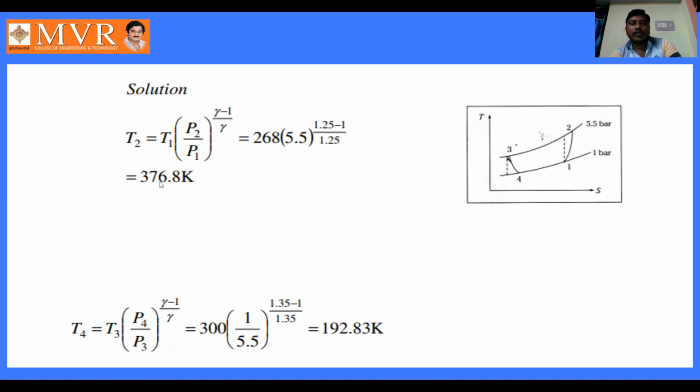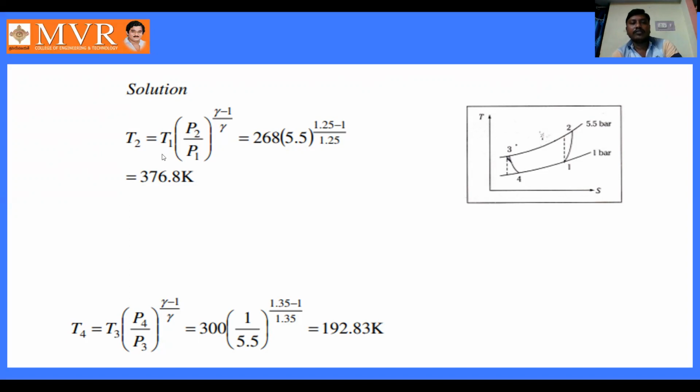See, now we are going to solve for the T2 value. For calculating the T2 value, we know the equation that T2 by T1 is equal to P2 by P1 whole power gamma minus 1 by gamma. This is the expression for calculating T2. Hence, we need to calculate only T2. Hence, T2 is equal to T1 into P2 by P1 whole power gamma minus 1 by gamma.